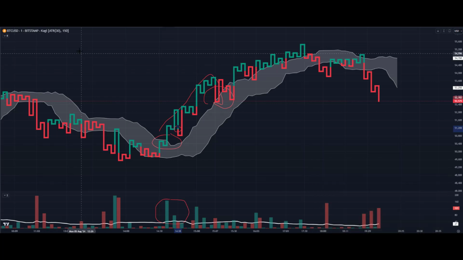And I've done this on Bitcoin because I want to show you a more volatile trade. ATR on that is 30 for cryptocurrencies. It's a very nice, simple, easy trade.